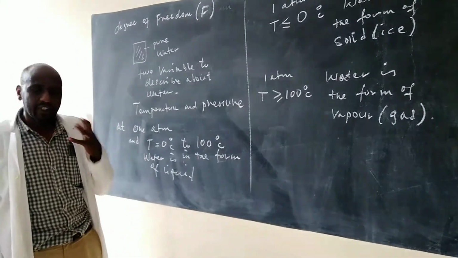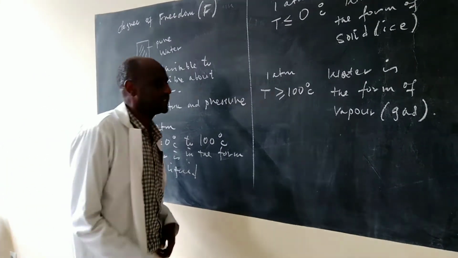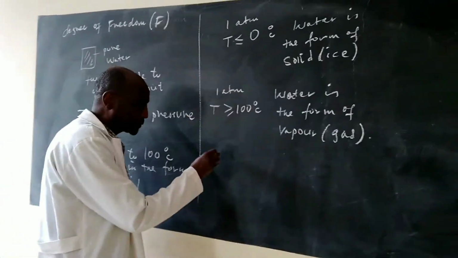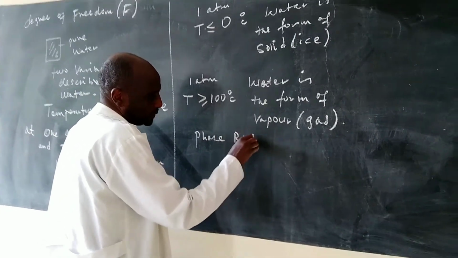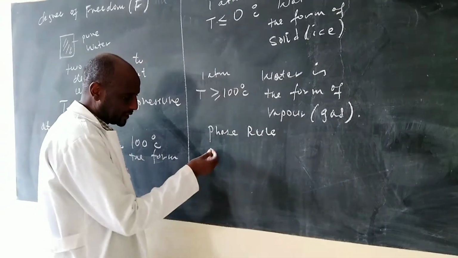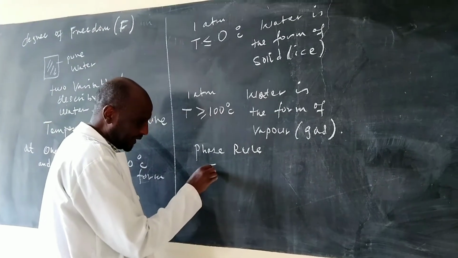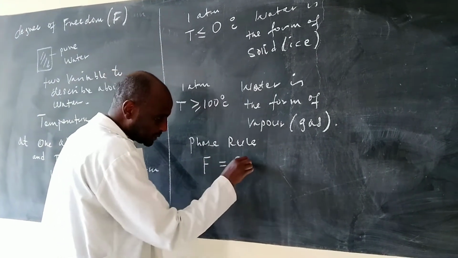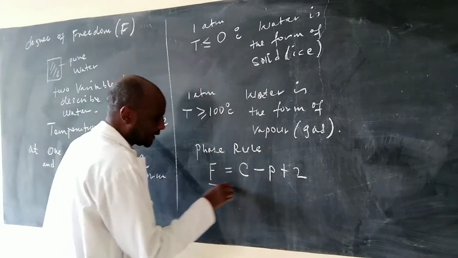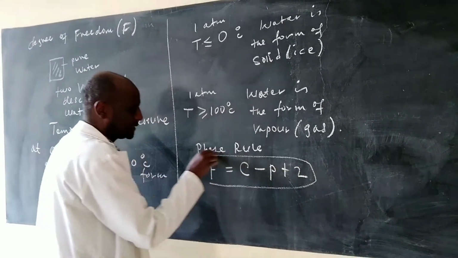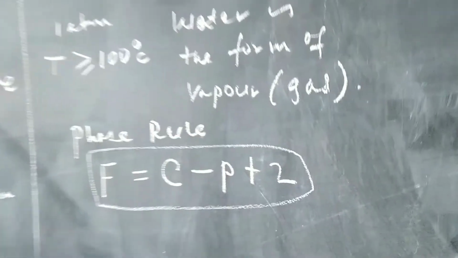Now for a given system, we have a phase rule that can tell us the degree of freedom. Degree of freedom, F, is equal to component minus phase plus 2. This is how to calculate the degree of freedom.